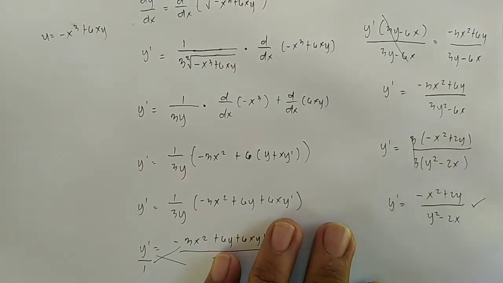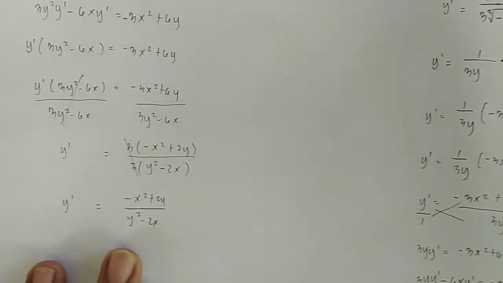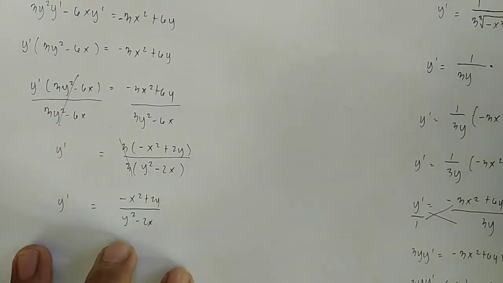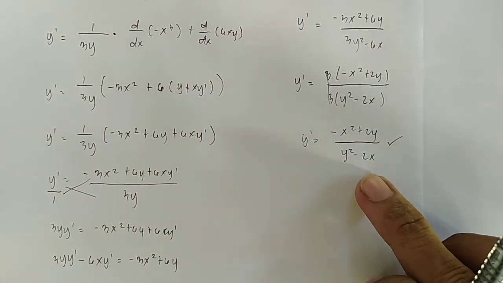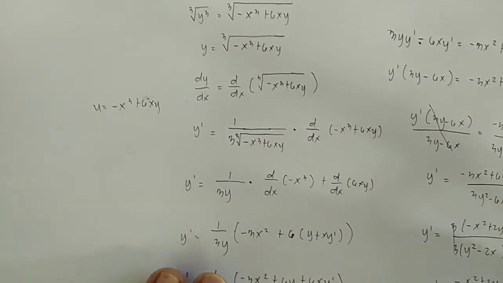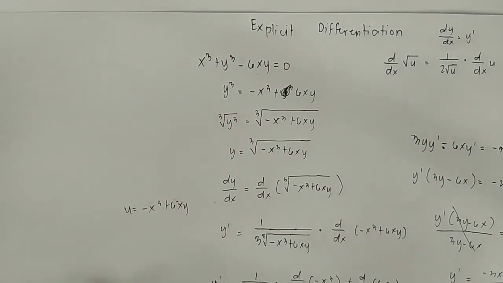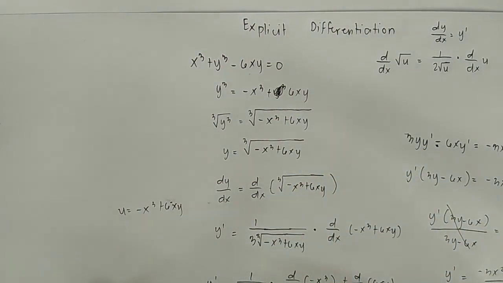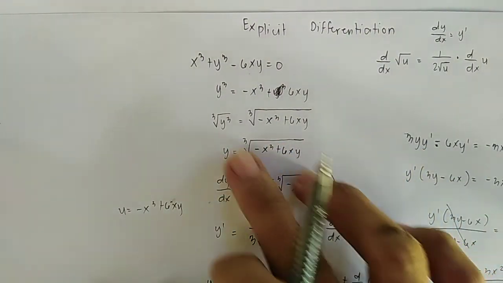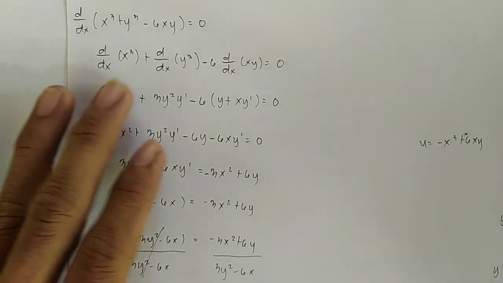And notice that using implicit differentiation, we also get the same answer, which is negative x squared plus 2y all over y squared minus 2x. Meaning to say, explicit differentiation and implicit differentiation can both be used in getting the derivative of an equation, but for explicit differentiation, you will first express the equation in terms of y, but in implicit differentiation, you just directly solve for the derivative of each term in the equation.